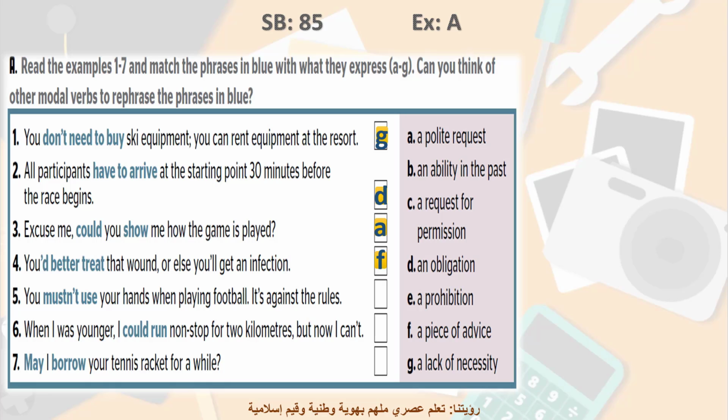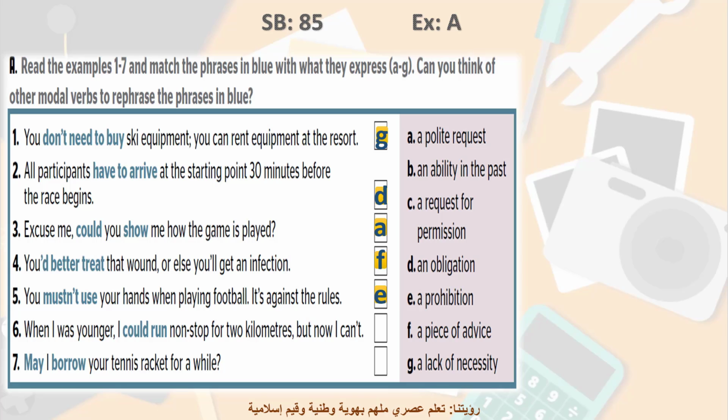Number 5. You mustn't use your hands when playing football. It's against the rules. What do you think? Yes, true. E, a prohibition. Prohibition means منع أو حظر، شيء ممنوع أن تقوم به.